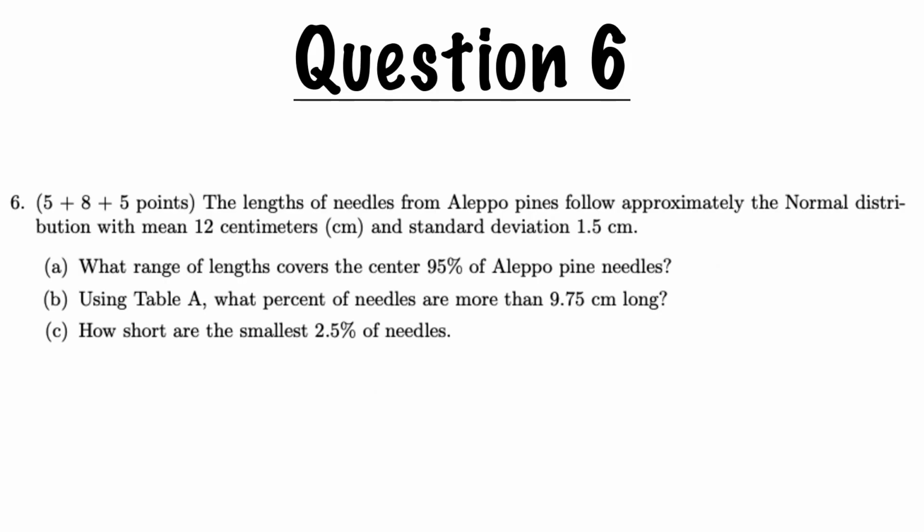Question 6. The lengths of needles from Aleppo pines follow approximately the normal distribution with mean 12 centimeters and standard deviation 1.5 centimeters. A. What range of lengths covers the center 95% of Aleppo pine needles? B. Using table A, what percent of needles are more than 9.75 centimeters long? And C. How short are the smallest 2.5% of needles?